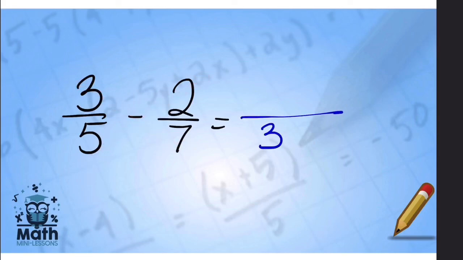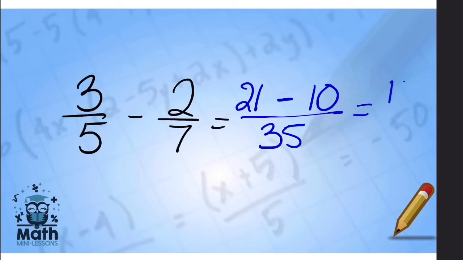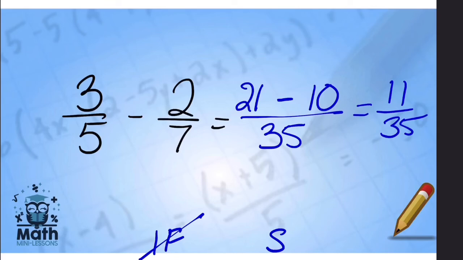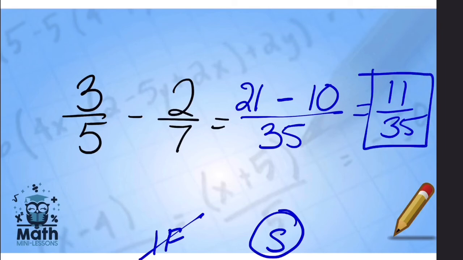So quick and easy, I know this is 35. 5 times 2 is 10. This is a subtraction problem, and 3 times 7 is 21. So there are my two fractions, 21 over 35, 10 over 35. That gives me 11 over 35. Last two quick checks. 11 over 35 is not improper and is already in simplest form because it has no common factors. So we are completely done with this problem.